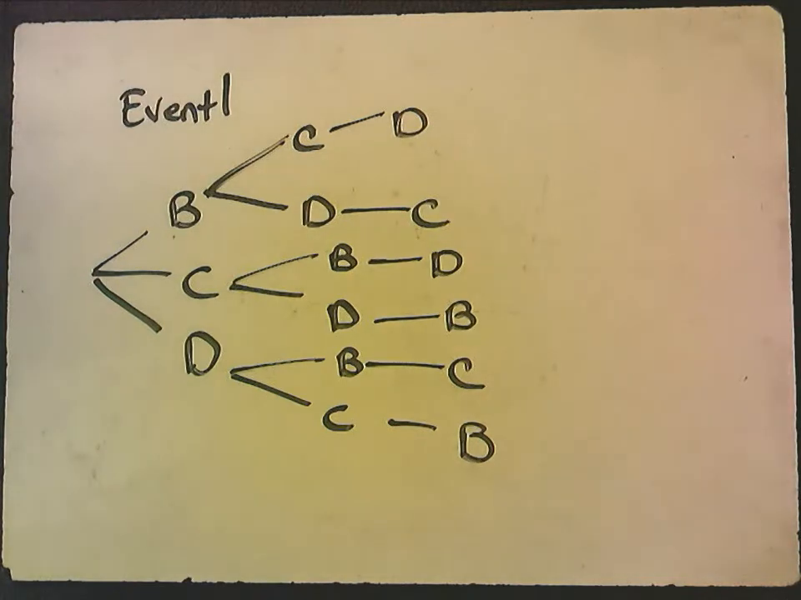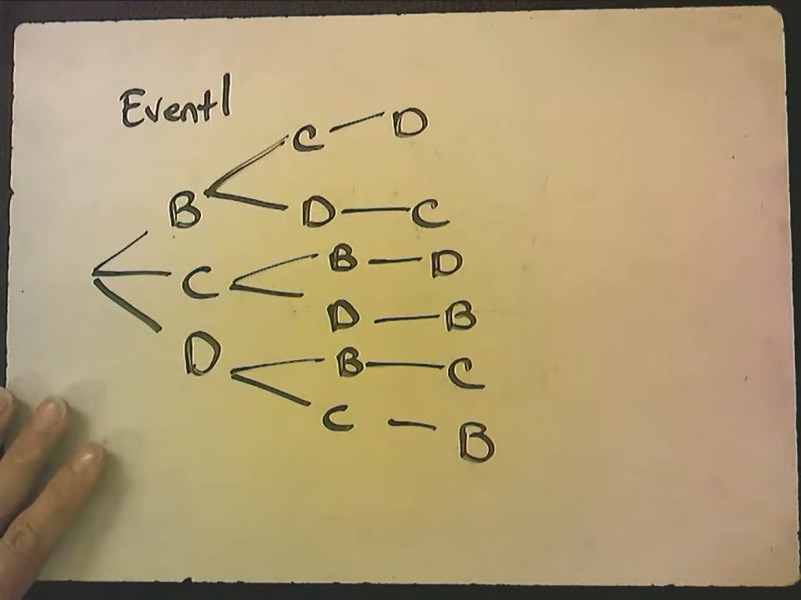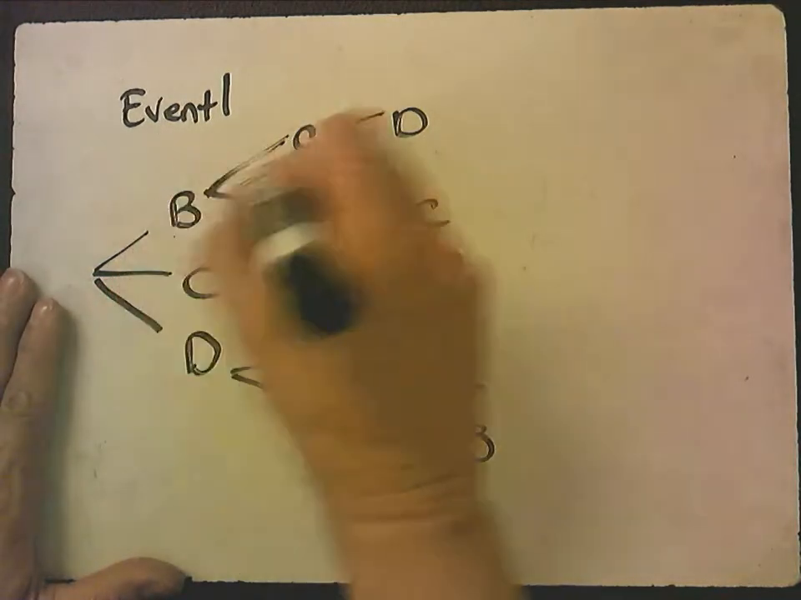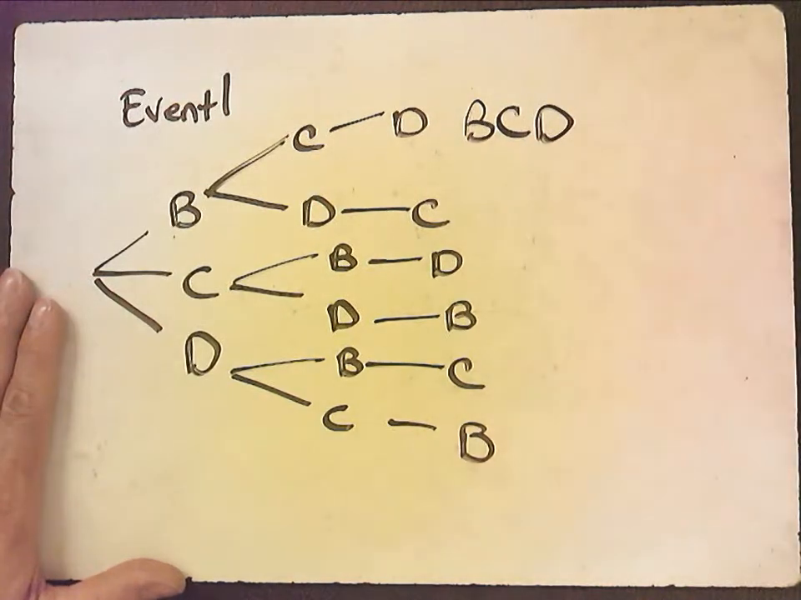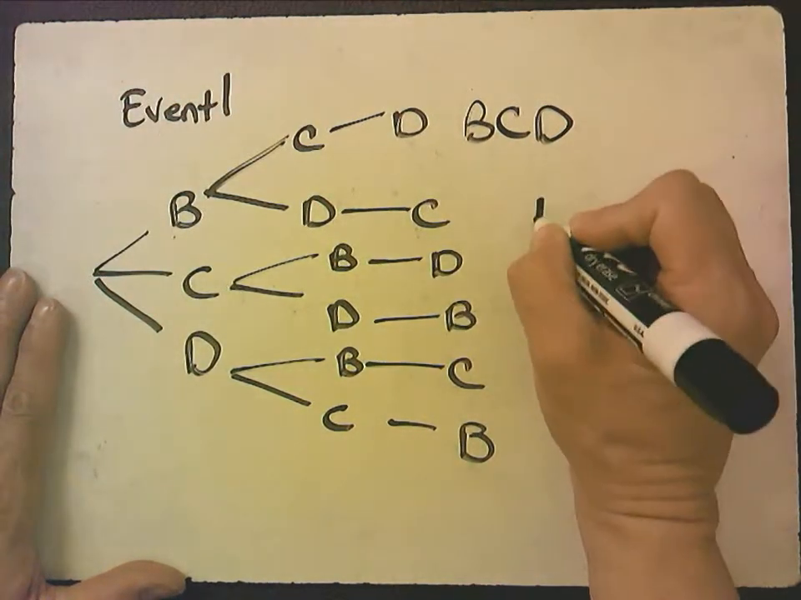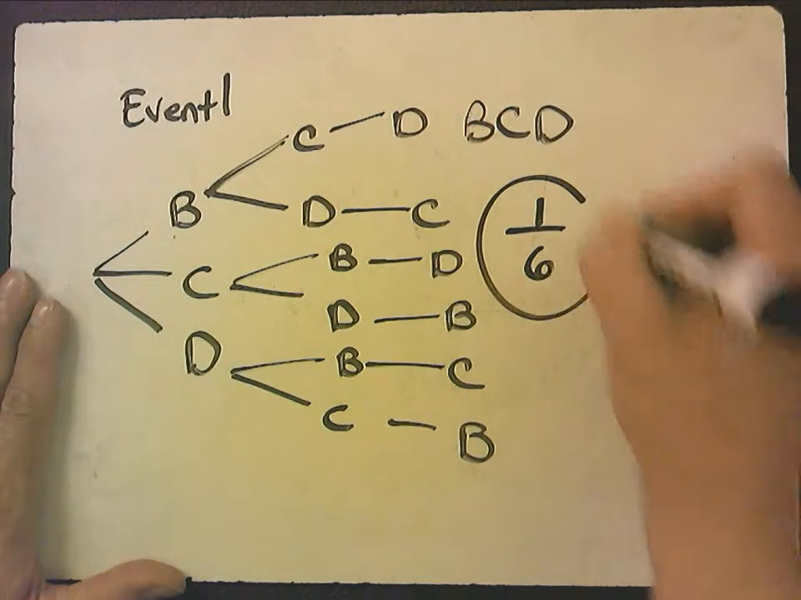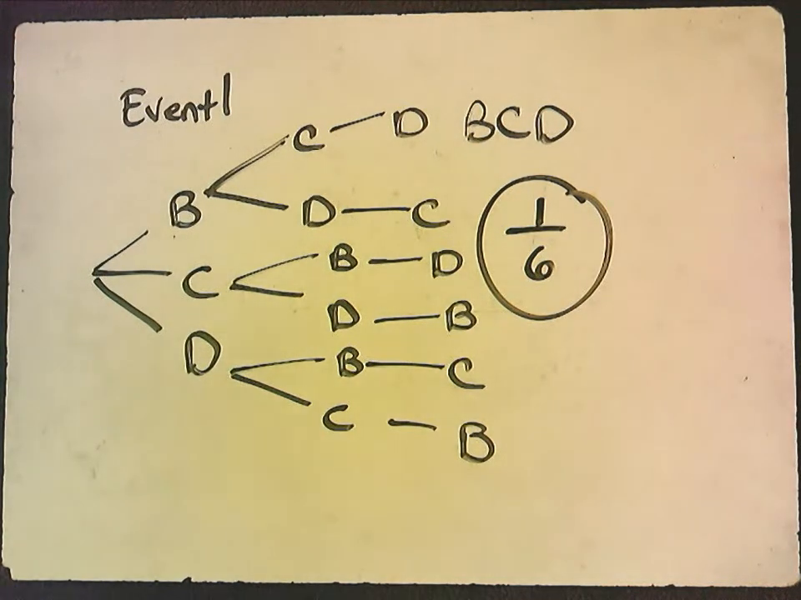Okay? Now, of the 6 ways they line up, how many of them are in alphabetical order? Well, B, C, D is the only one that's in alphabetical order. So 1 out of 6 ways will give you alphabetical order. So the probability that they line up in order is 1 out of 6.